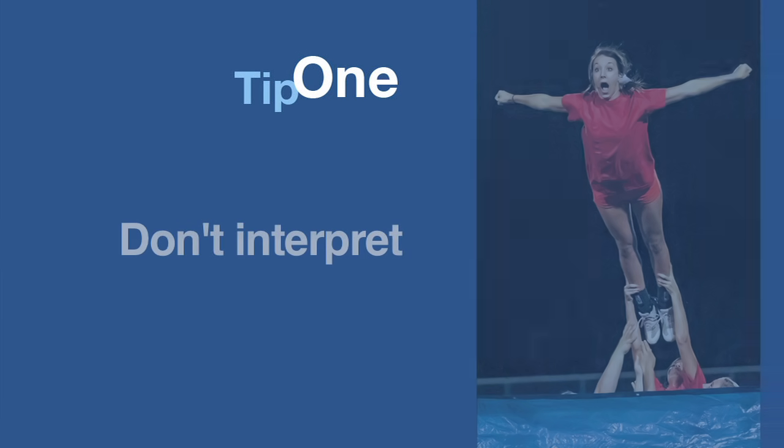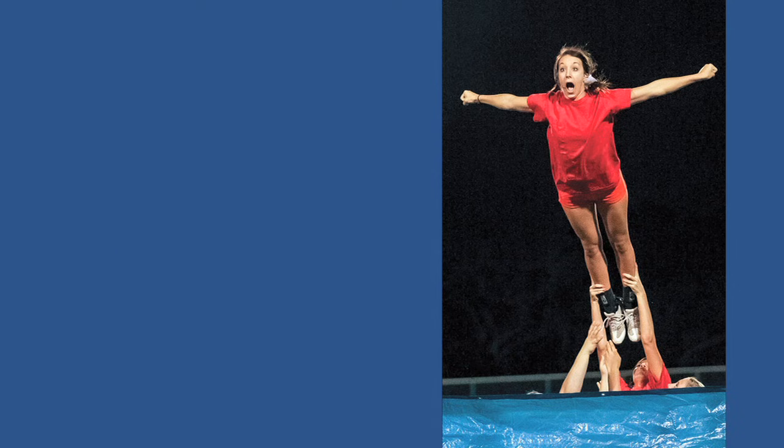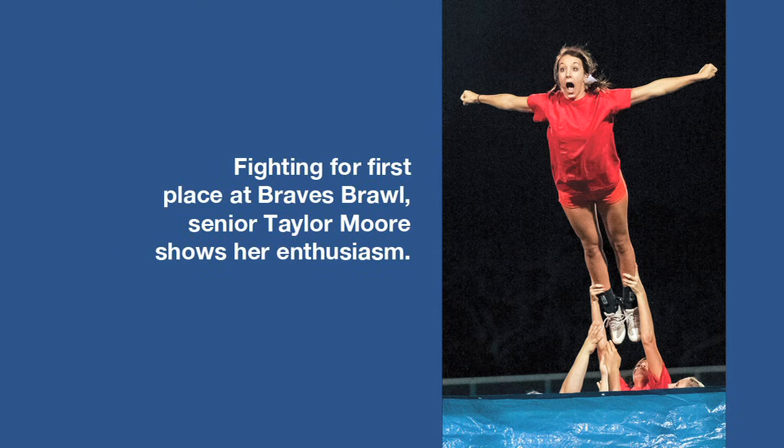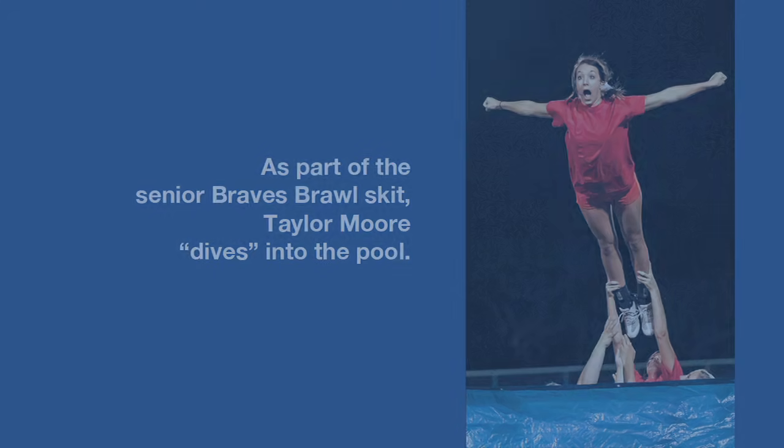Tip 1, don't interpret. Keep your captions factual to what is actually happening. Avoid interpretation, what you think is happening. In this caption, "Fighting for first place at Braves Brawl, Senior Taylor Moore shows her enthusiasm." Really? How do you know? Stick to writing about what you know is happening. Instead, maybe write this. "As part of the Senior Braves Brawl skit, Taylor Moore dives into the pool." Stick to the facts and let the quote add flavor to the caption.